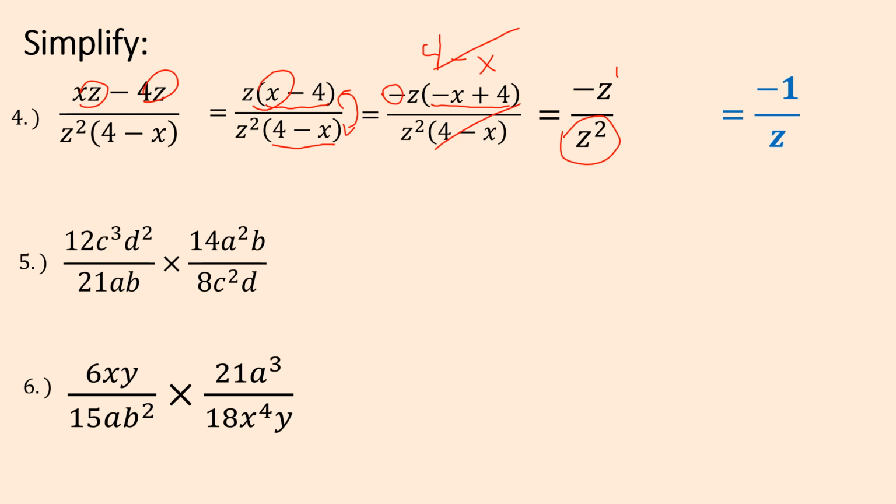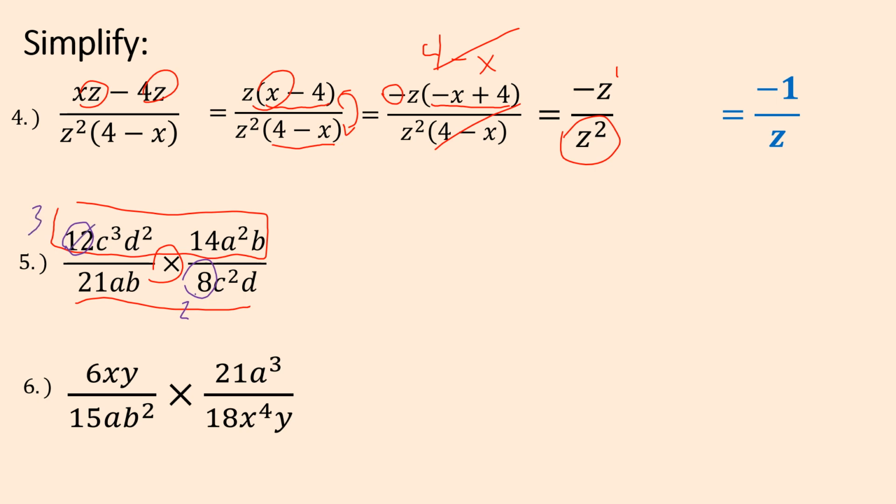In 5 and 6, there's nothing to factor. We're just simplifying it as much as we can. When it's multiplication, we can either put these together, multiply across the top. Okay, combine these. Same thing with the bottom, combine those. But instead of doing that, I'm just going to look for things to simplify. Anything on the top can be simplified with anything on the bottom. So for example, 12 over 8, both of these are divisible by 4. So this would be a 2, this would be a 3.